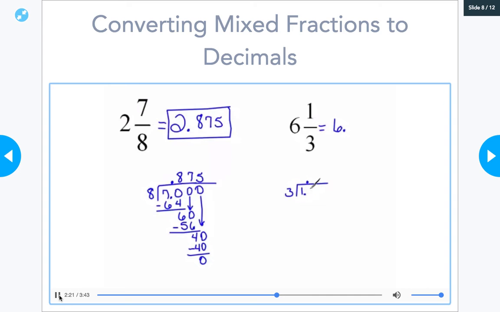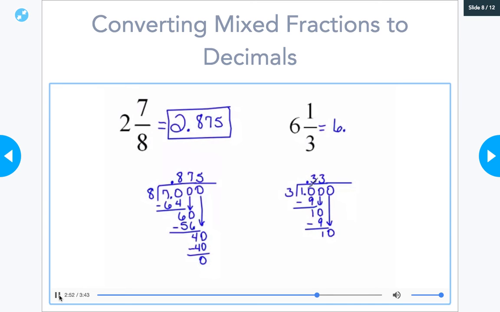Now 3 will not go into 1, so we have to add a 0. 3 will go into 10 3 times. 3 times 3 is 9. When we do the subtraction, we get a 1. Now remember, it said we're supposed to round to the nearest thousandth, so we have to keep going. So I'm going to add a 0. 3 will go into 10 3 times. 3 times 3 is 9. When we subtract, we get 1. Can you see that this is going to continue going this way forever and ever and ever?